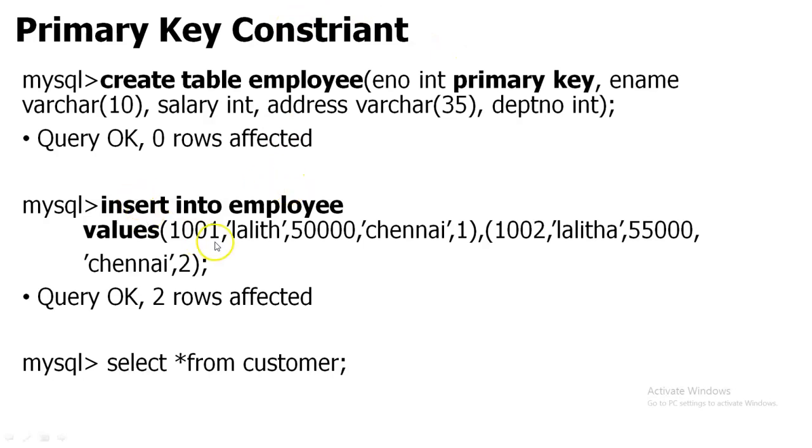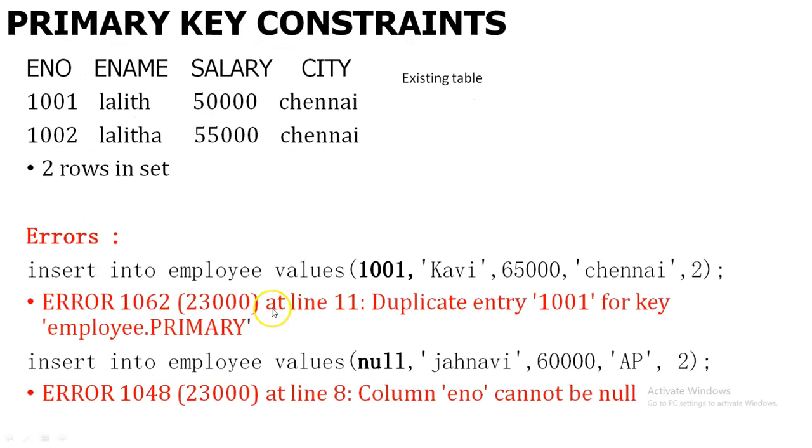So when I insert into employee values, the first employee number is 1001, the second employee number is 1002. Both are unique values, so they have been accepted and inserted into the table. So this is your table now. Employees 1001 and 1002 have been inserted. This is your existing table now.